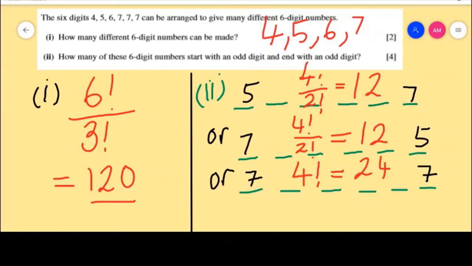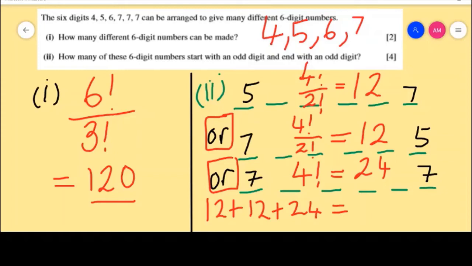Right, and again, since these are different options, I'm using the or rule, remember, for mutually exclusive. So I'm going to go 12 plus 12 plus 24, and I get my total as 48. So this is how I do that question there.